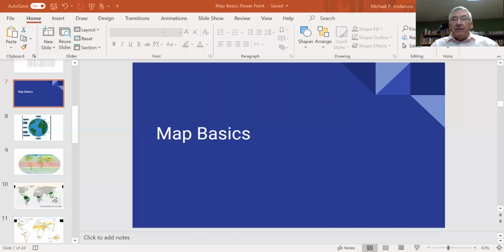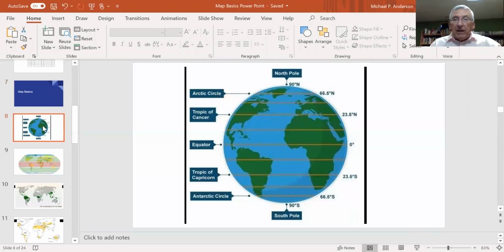Hi, welcome to lecture number 6, in which we will continue our study of the map basics. Yesterday we looked at the grid coordinate system, where you can find any place and label it on the Earth. Today we'll continue with map basics, but let's take a quick look at a slide you saw yesterday just for review. Does that look familiar?